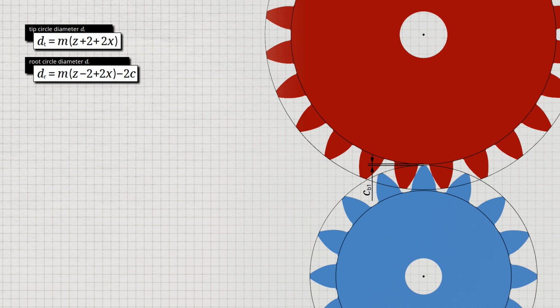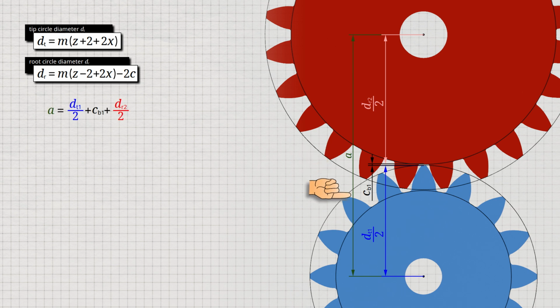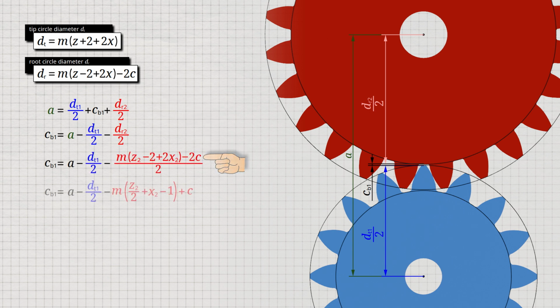First, we calculate the tooth tip clearance that results during operation. To do this, let's look at the operating tooth tip clearance CB1 that the teeth of the blue gear 1 have with the tooth root of the red gear 2. The figure shows that the center distance is the sum of the tip radius of the blue gear, the operating tooth tip clearance CB1, and the root radius of the red gear. This equation is now solved for the tip clearance CB1. For the root diameter dr2, we use the previously derived expression. This results in the given formula, with which we can determine the operating clearance CB1.